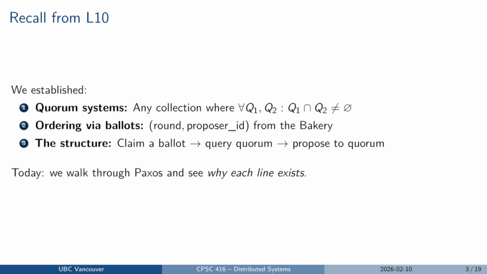So in lesson 10, last lecture, we talked about quorum systems. We talked about the whole ordering of ballots using the bakery algorithm. We talked about how you claim a ballot, so you take it out of the machine, and then you send a proposal out. You query who's present, and you say, hey, can I get an agreement on this? And then you tally up the agreement, and when you have a quorum on that, you can tell everyone, hey, this is what happened.